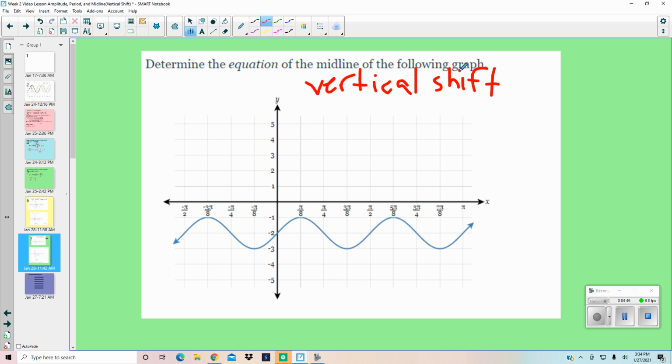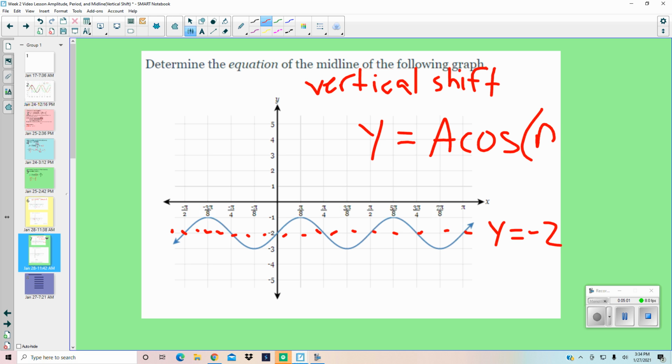And so you can see that if I were to draw a horizontal line through this function, my midline would be -2. It means that if I had an equation A cosine of bx, this number out here would be a -2, so the constant would be a -2.